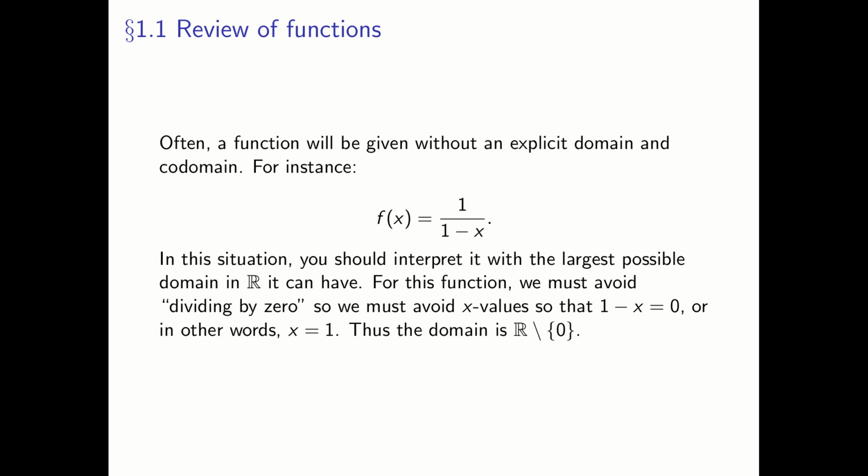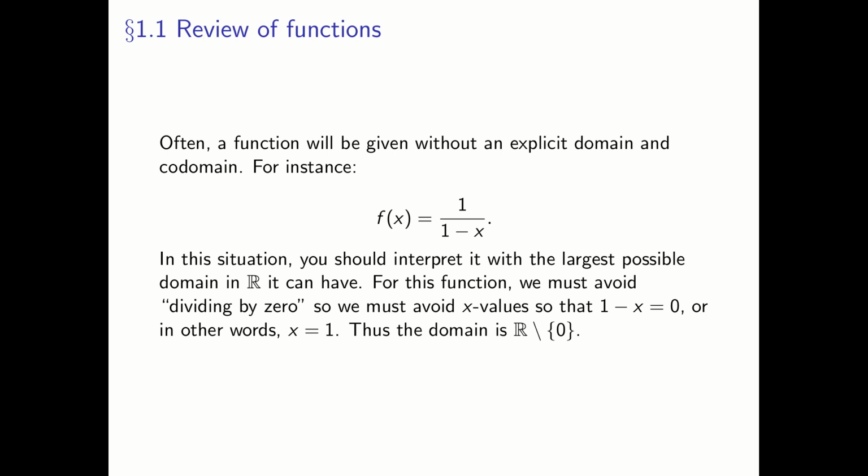So sometimes, like I mentioned, functions will be given without a domain specified, and this is very common. So here's an example: f of x is 1 over 1 minus x. When you're presented with such a thing, you should just interpret it as its maximal, largest possible domain. Now what we have here is a problem.